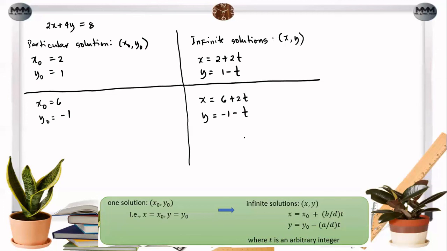So before I end this video, let me say this one. Please take note that if the linear Diophantine equation has integer solutions, then the infinite solutions would be based on the particular solution you have used.